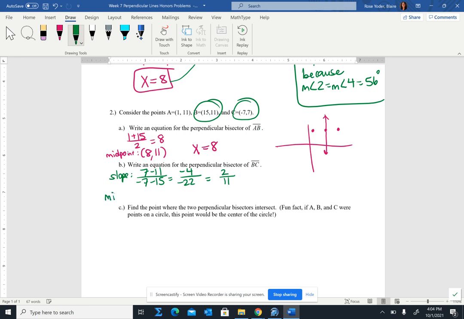And then the midpoint, I'm going to average the x's and average the y's. So 15 plus -7 is 8, divided by 2 is 4. And then 11 plus 7 is 18, divided by 2 is 9. So the midpoint's (4, 9). So I want an equation for the perpendicular bisector. So I'm going to need to take my slope and do my little switcheroo, -11 over 2. And I'm going to want to use that slope and my midpoint as my point and write an equation for the line.